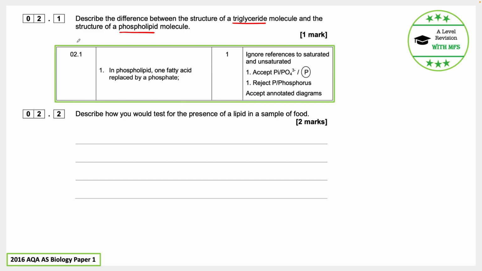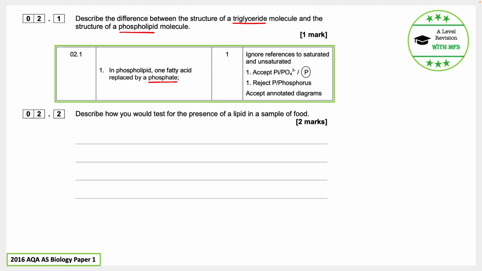If I show you the mark scheme for this question, it states just that. In phospholipid, one fatty acid replaced by a phosphate. And that's what you need to say in your answer. It says ignore references to saturated and unsaturated. As it does say in the question, you need to compare between the structure. And the key difference that they're looking for is the phosphate group.